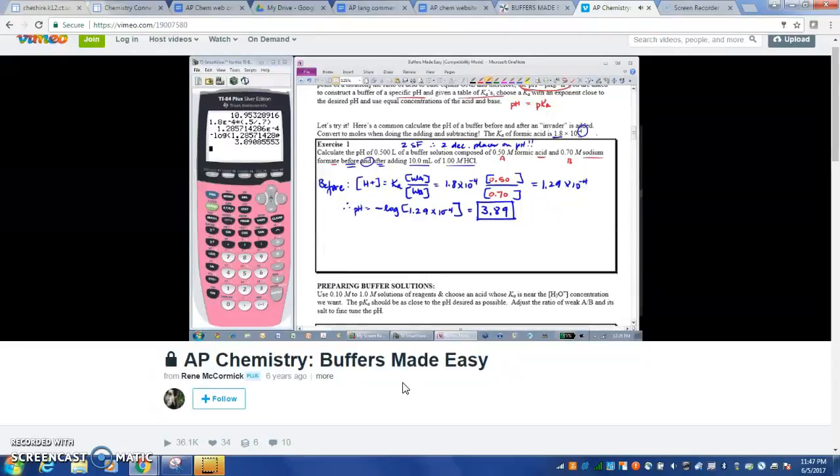Because 1.8 is on a climb up to the number 10, which is going to make this 10 to the minus 3. So I'm headed toward a pH of 3 if it were 1 times 10 to the minus 3, which is the same as 10 times 10 to the minus 4. Alright, shall we do the after?